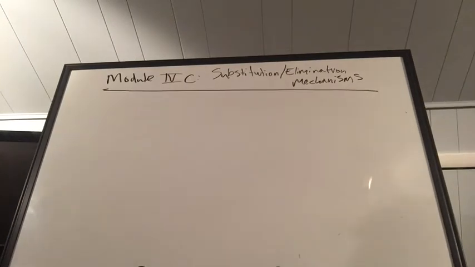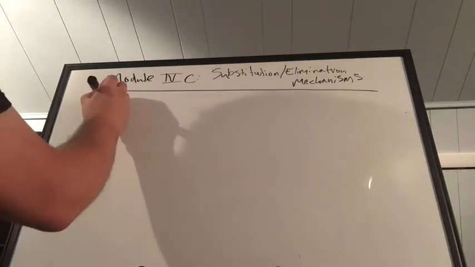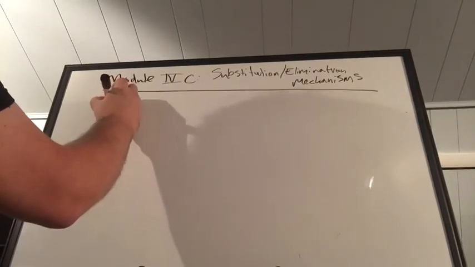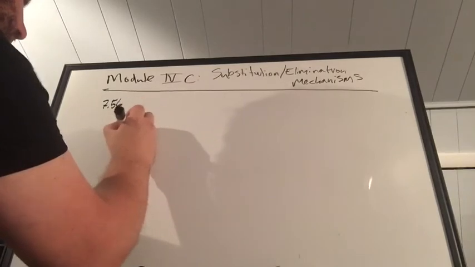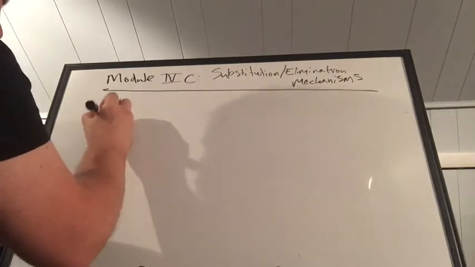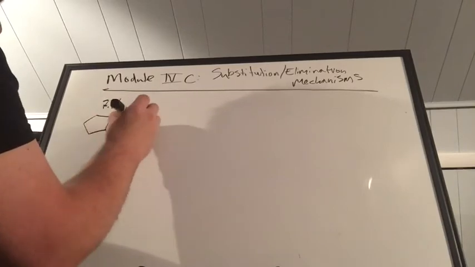Okay, so now I'm going to go over some multi-step mechanisms, and then we'll get into some unimolecular ones, expound upon that and go through everything step by step. So problem 7.56 in your text on page 363 has a particular reaction with this substrate, which is an alcohol.